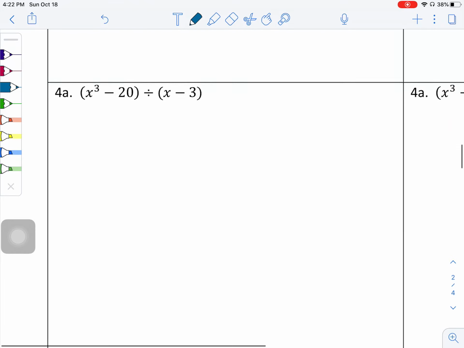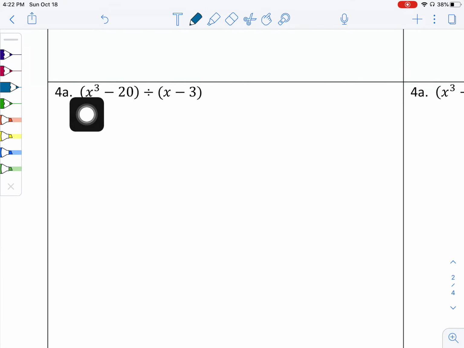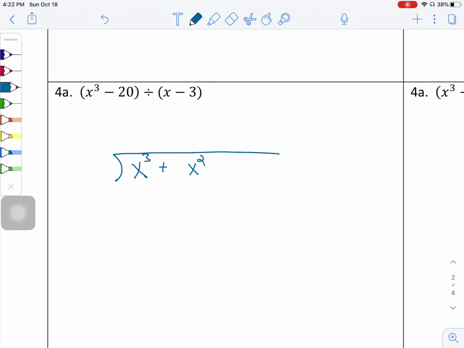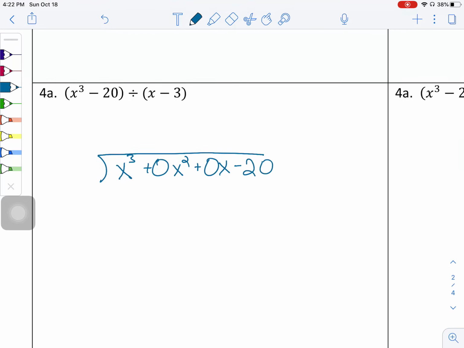We need to see all of those terms represented in our problem. But if we look at 4A, we go from x cubed to a constant. So we're missing some pieces here. So what we're going to need to do is create some placeholders. We've got x cubed, but we don't have an x squared. So the placeholder is 0x squared. We also don't have an x term, so we're going to add plus 0x, and then we're going to finish it with the minus 20 that we did have. Now, what we're dividing by here, x minus 3, does have all of its pieces, right? X then constant, so that part just goes at the end.